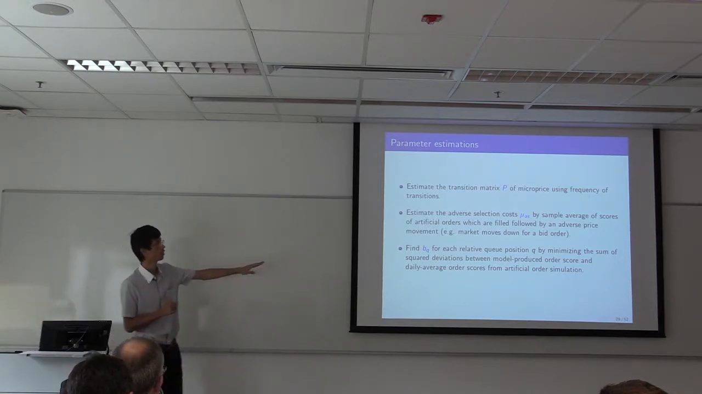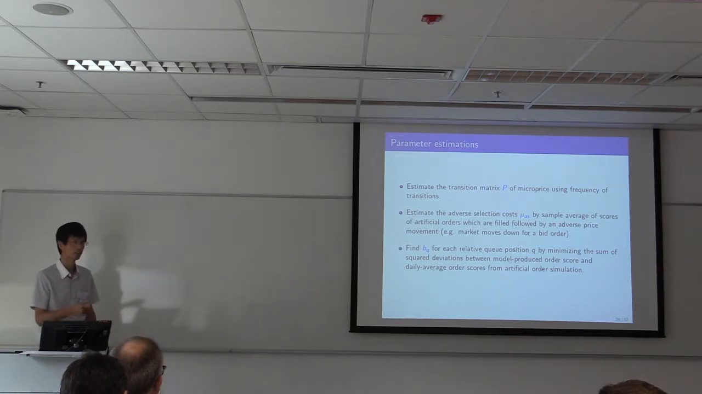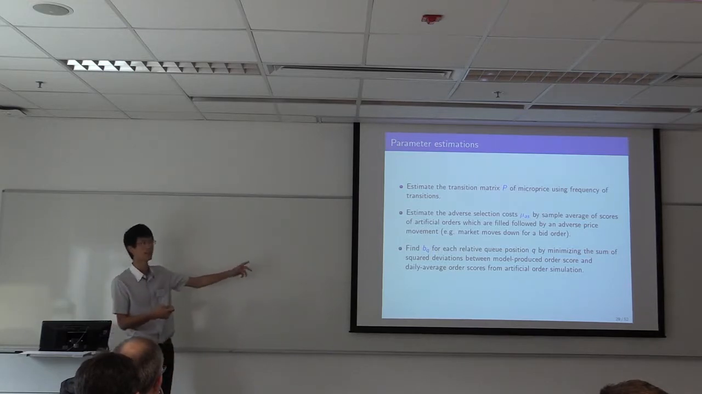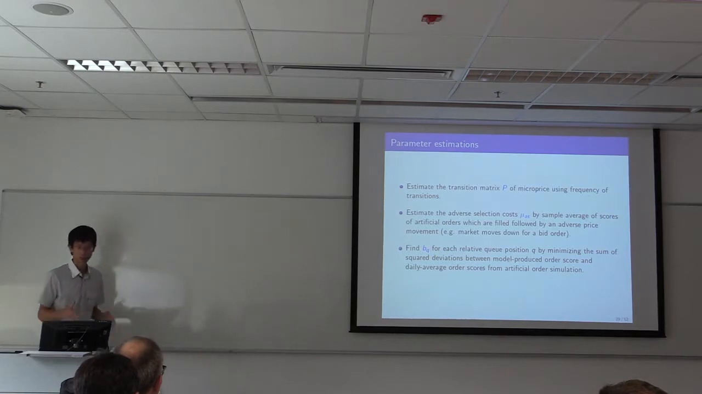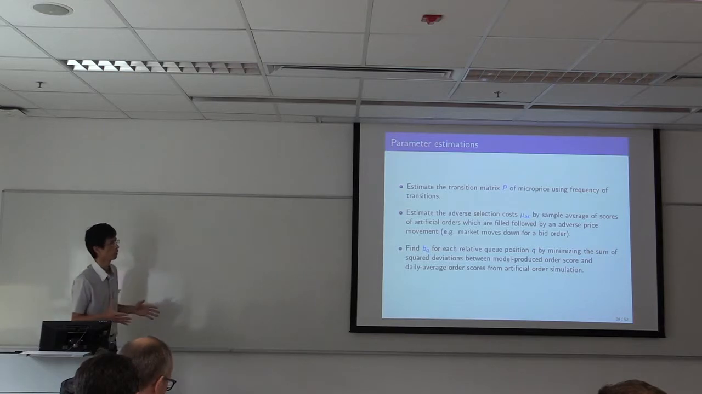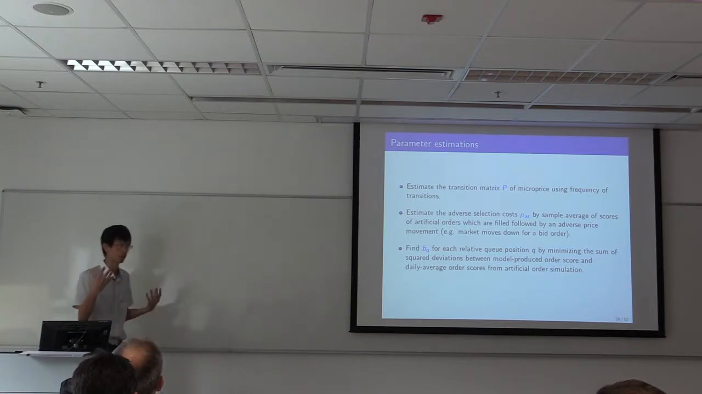And the third set of parameters is this PQ in the hitting boundary model, and it depends on the relative queue position Q. For each relative queue position Q, we try to find this parameter PQ by solving an optimization problem. You try to minimize the squared deviations between the model-produced order score and the sample average from the artificial order simulation.